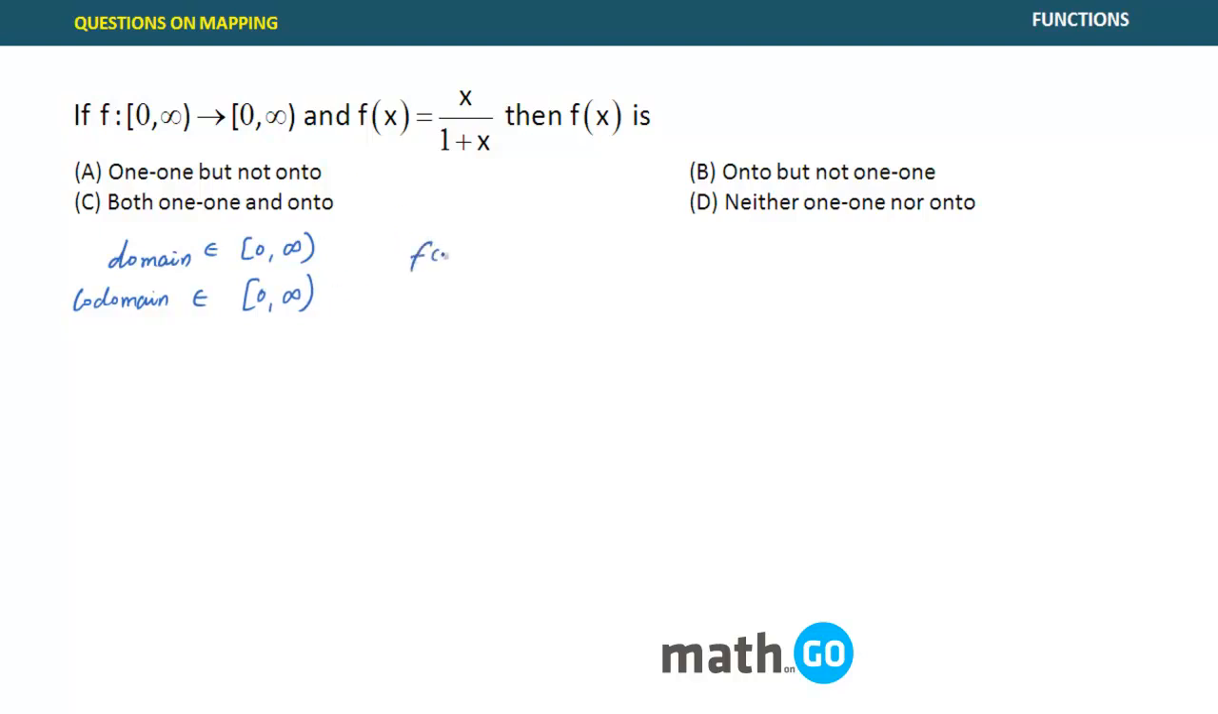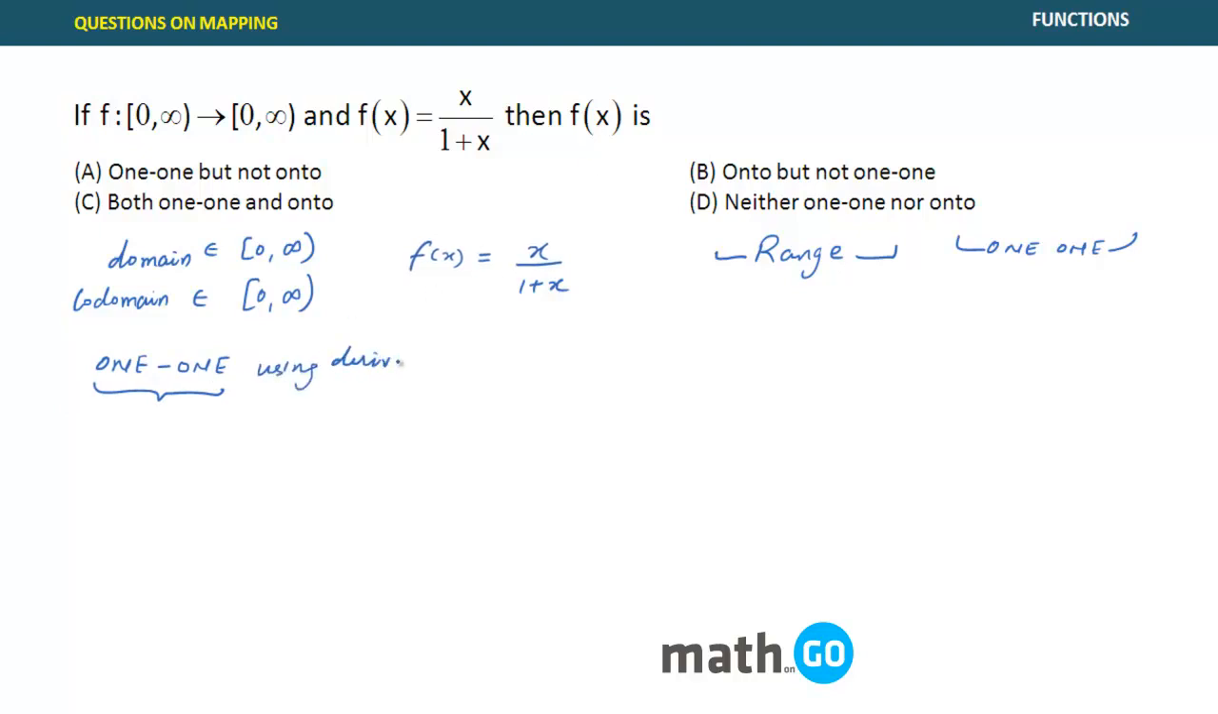Now your f(x) here is x upon 1 plus x. Your target is to first of all find the range also, and you have to find whether it is 1-1 or not. Okay, let's try with 1-1 also. I'll prove it with the help of derivatives, because this is what everybody should work on. We did a proof for 1-1 where we tried to prove using derivatives. Let's apply derivatives and see how we'll solve this.